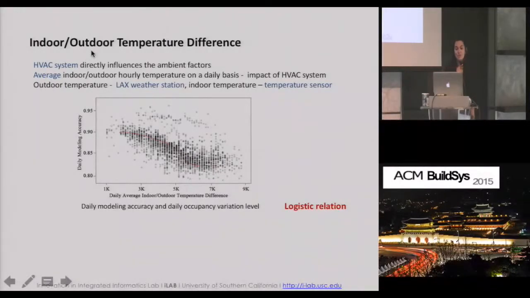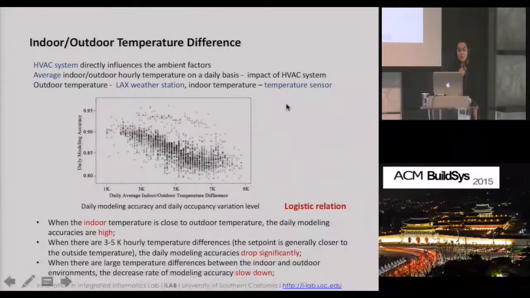And the third one, I'm running out of time here, I think, is indoor-outdoor temperature differences. Because we have been collecting this ambient information when the HVAC system was running in two different buildings, we wanted to understand what's the impact of HVAC on the ambient contextual information, and therefore the occupancy. So what we've done is average indoor-outdoor temperature on an hourly basis, then on a daily basis. For outdoor temperature, we use a weather station. For indoor temperature, we use temperature sensors.